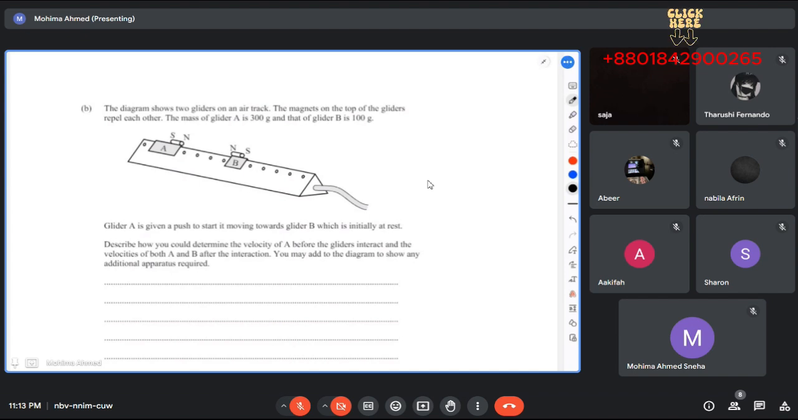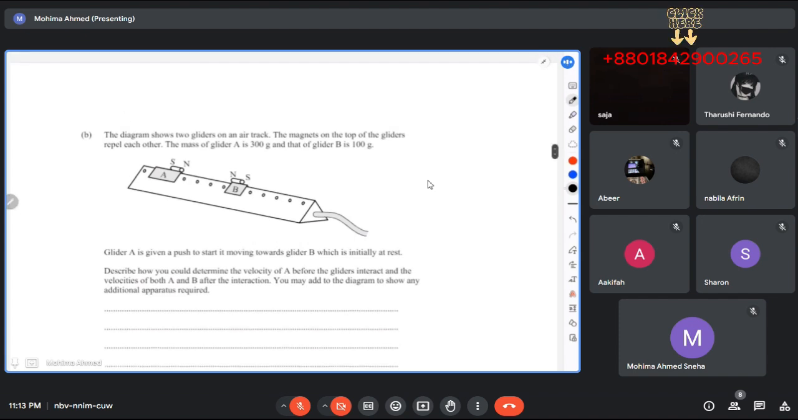Since glider A is heavier, obviously if these two magnets are going to repel each other, glider B will repel or move away with a higher velocity than glider A, right? And glider A, with a larger mass, will only move back with a smaller velocity. This is also an example of an explosion, by the way.